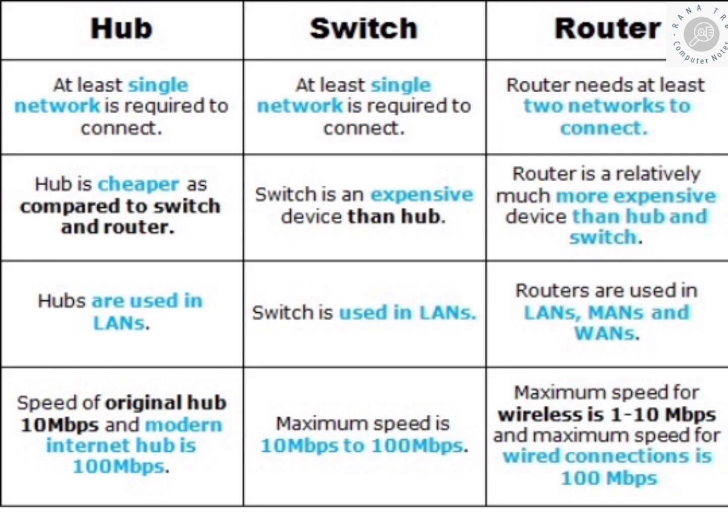For the hub and the switch, we need at least a single network connection. But for the router, we need at least two network connections. And according to the expensiveness, hub is cheaper when compared to both the switches and routers. Switch is more expensive than hub, but the router is more expensive than both hubs and switches.